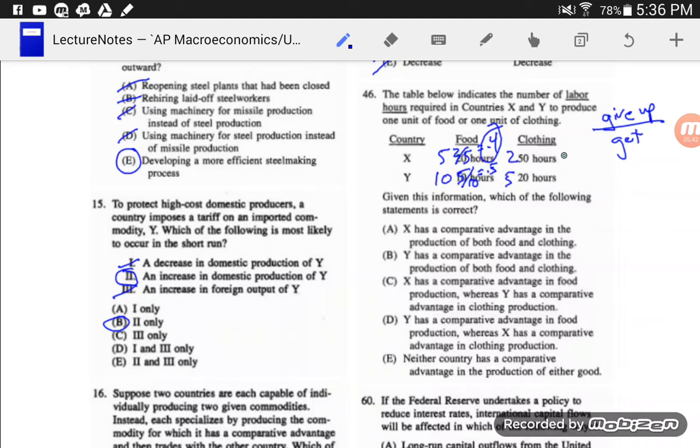Of course, the reciprocal is true for the clothing, so it'd be 5 over 2 equals 2.5, and here 10 over 5 equals 2, and that's the lower opportunity cost. So country Y has the comparative advantage in producing clothing, and that correct answer is C.